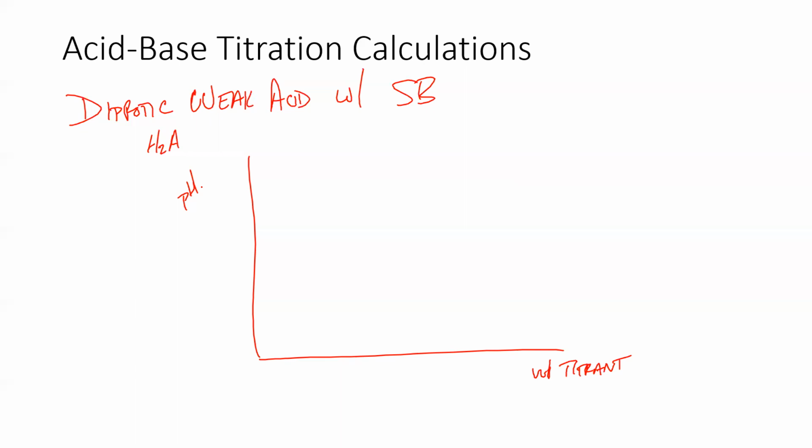It's unlikely that if you've got some extra base hanging out, it's going to take off the second hydrogen, which is harder to pull off than the first hydrogen. And so it's likely that you'll pull the first hydrogen off of all of those diprotic acids. And then if you have enough base left over, you'll start pulling off the second hydrogen. And so you end up with a graph that looks like this. We have a first equivalence point, and a second equivalence point, and then it goes off.